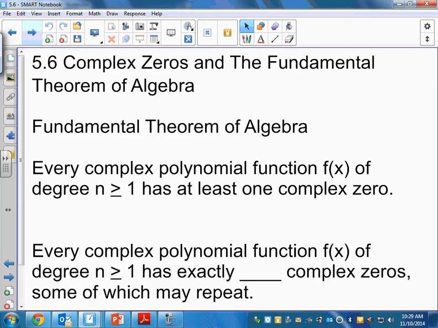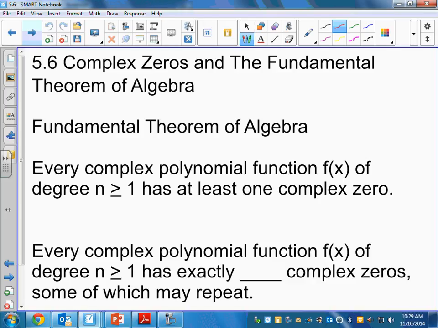The fundamental theorem of algebra is something that I always thought should be earth-shattering, and I was kind of a little disappointed because it just says that every complex polynomial function of degree greater than or equal to 1 has at least one complex zero.